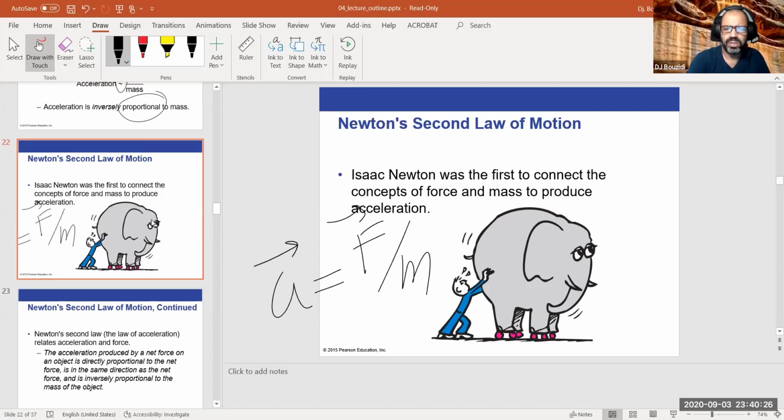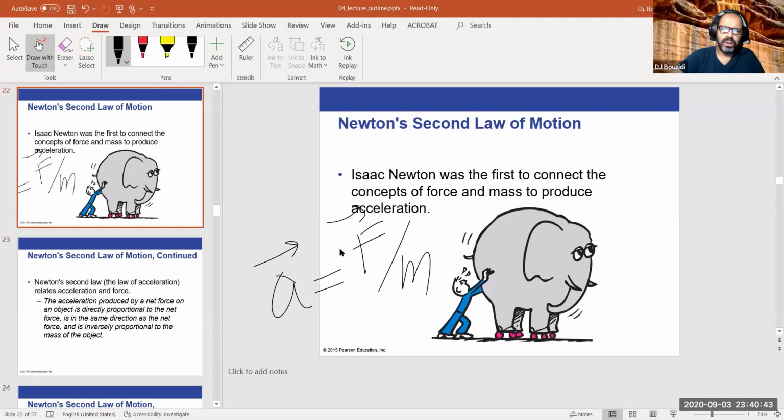This relationship is a vector relationship. This is not a scalar relationship. Namely, the force is a vector, the acceleration, the effect, is a vector also. The scalar in this equation is actually m, the mass. That is a number. The other two are vectors.